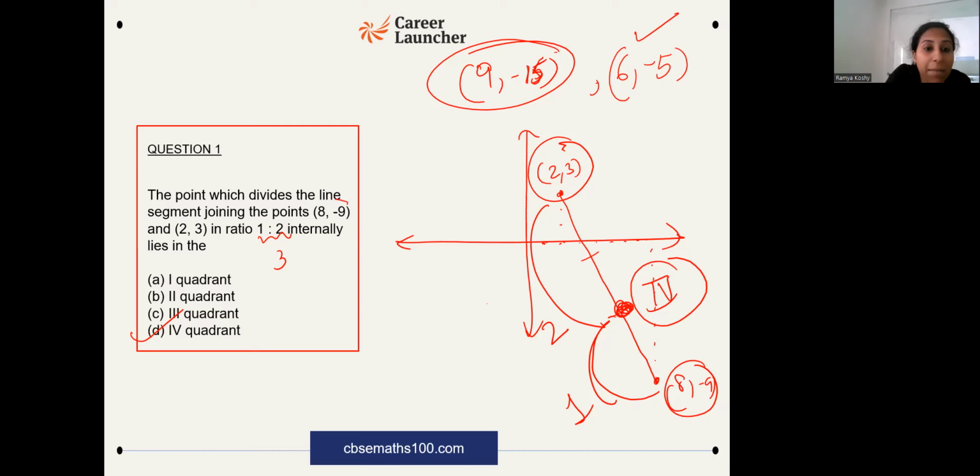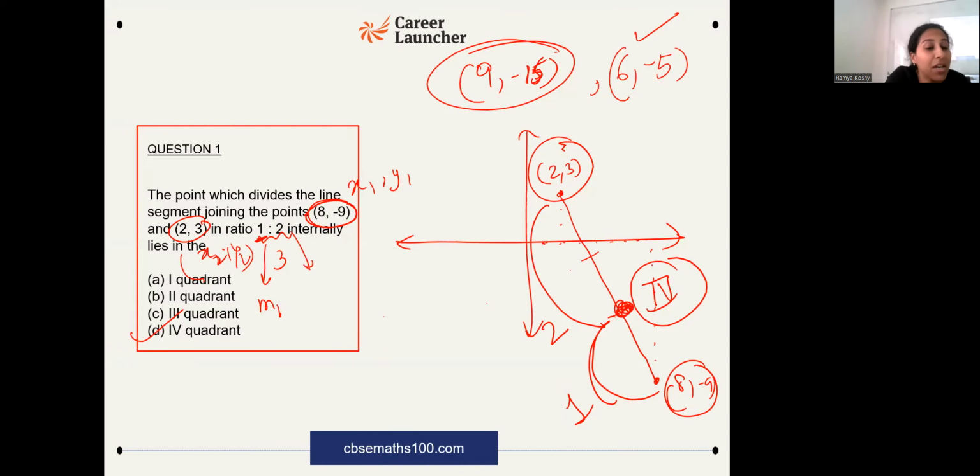Whatever point they mention first in the question will always be x1, y1. You cannot interchange it. The second point will always be x2, y2. And this first number here will always be m1.